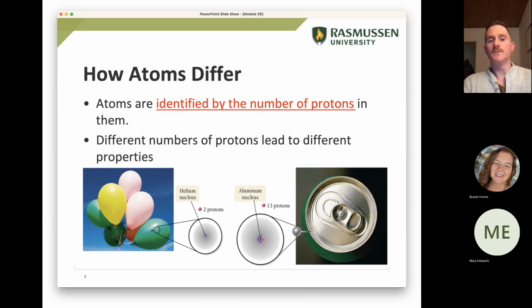So for example, in these balloons right here, they're filled with helium. And how do you know it's helium? Because if you looked at those atoms, they have 2 protons. Helium always has 2 protons. It might not always have 2 neutrons or 2 electrons. Those can differ, but it will always have 2 protons.